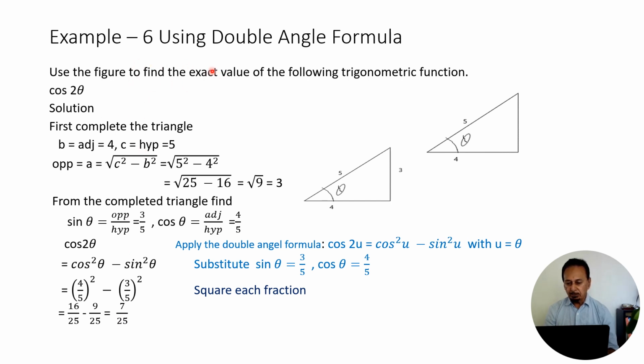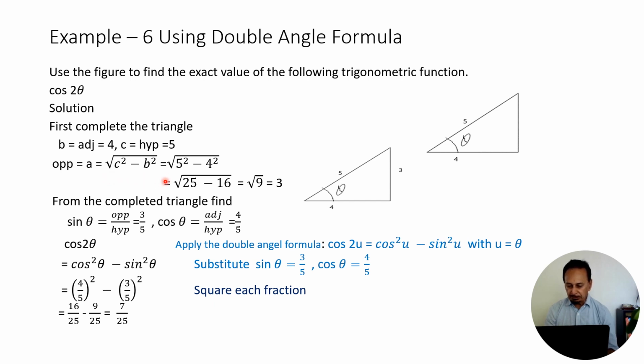So example 6, using double angle formula. We're going to use this figure to find the exact value of the following trigonometric function, cosine 2 theta. Again, the triangle has adjacent 4 and hypotenuse 5, but the opposite is missing. So the first thing we're going to do is complete the triangle and find the missing side, which is A. Let's say B is equal to adjacent 4 and C is hypotenuse 5, and we're going to find the opposite, A, which from the Pythagorean theorem is the square root of C squared minus B squared.